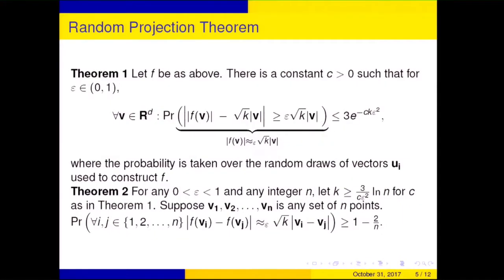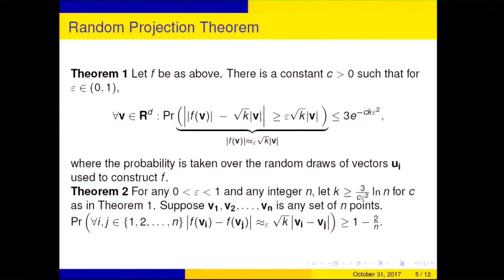Okay, now I'm ready to state the random projection theorem. I'm going to state two theorems, and then we'll prove them. The proof will not be very difficult, actually, not much longer than the statement of the theorem. So f is the same as we had. I take k Gaussian vectors and take dot products. There's an absolute constant c such that for epsilon between 0 and 1, we have the following thing. Again, the for all is outside. For every individual vector in Rd, every one, no exceptions, you take the length of f of v, the k-vector, minus root k times the length of v.